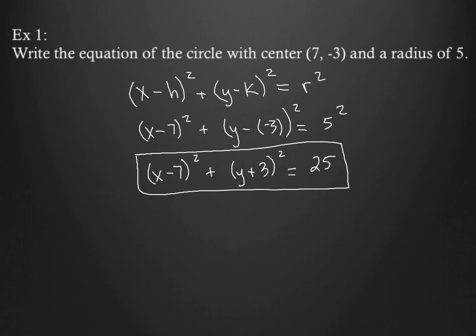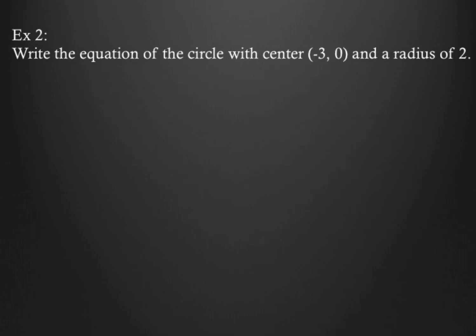If you've got to change it to standard form, be sure you check out my other video on converting between standard form and general form. Now let's go ahead and practice another example here. Write the equation for a circle with a center at -3, 0 and a radius of 2.